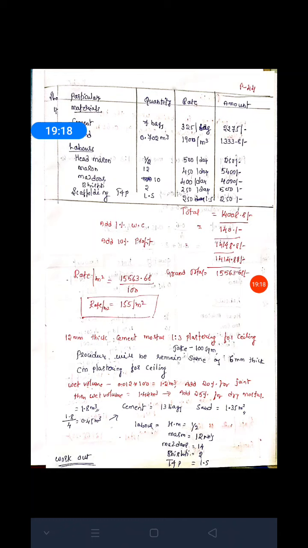And similarly for labors, here we require around Mestri, mason, Mazdoor and Bisti, and scaffolding here. Mestri is around half here, whereas mason is around 12 and Mazdoor is around 10 and Bisti is 2 numbers.